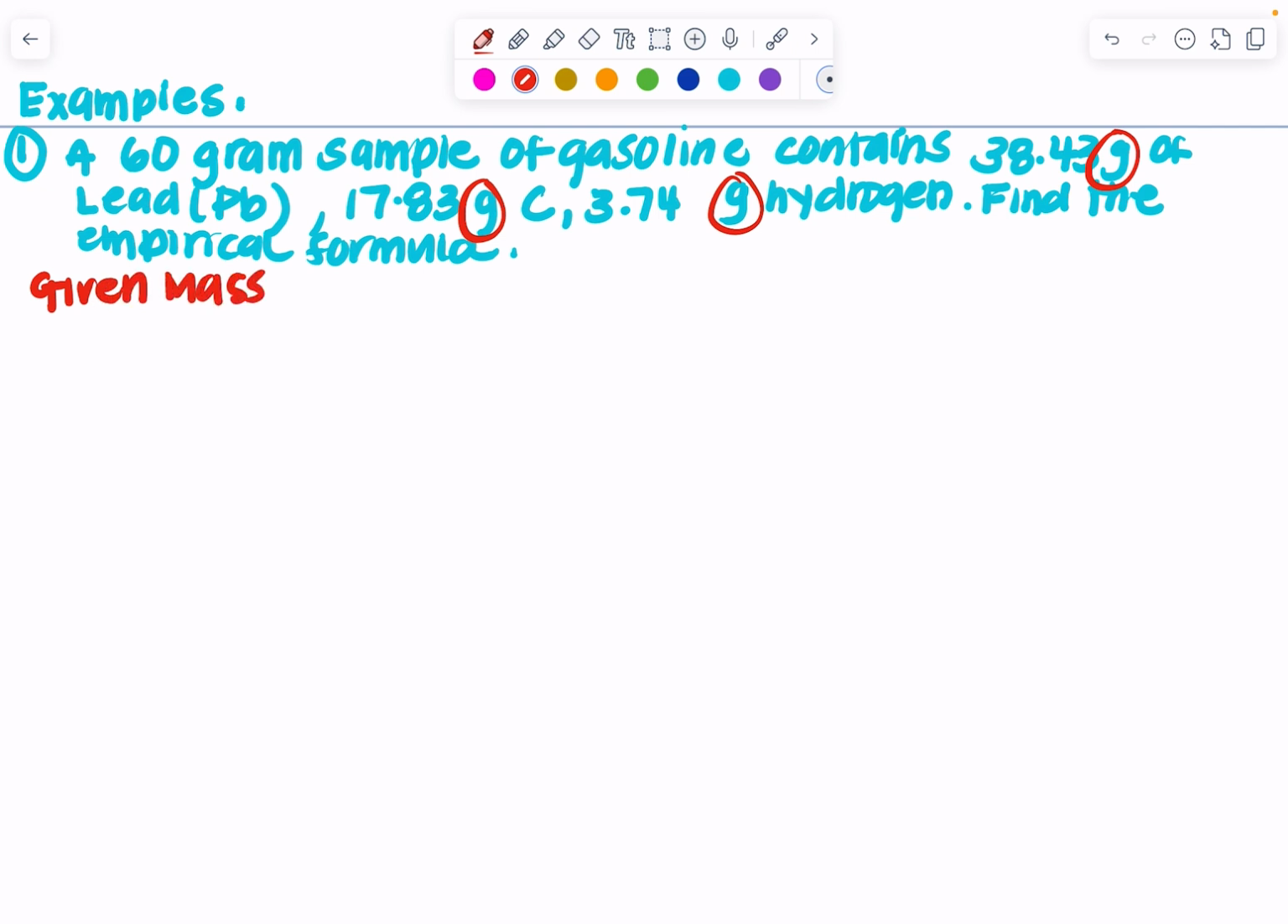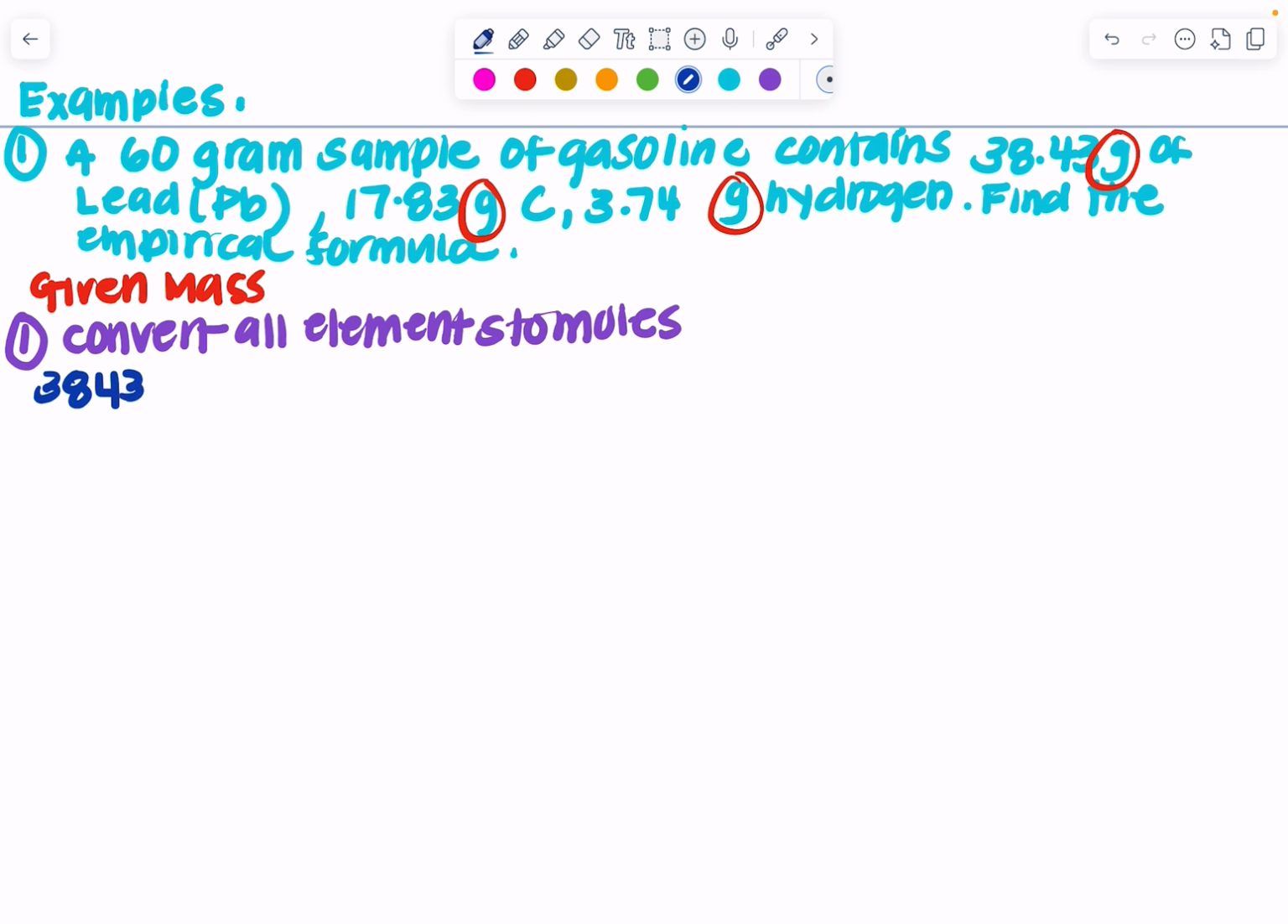The first thing we need to do is convert all of these to moles. So number 1, convert all elements to moles. The way that we do that is we've been doing it this whole time, really. We are going to take 38.43 grams of Pb, 17.83 grams of carbon, and 3.74 grams of hydrogen.